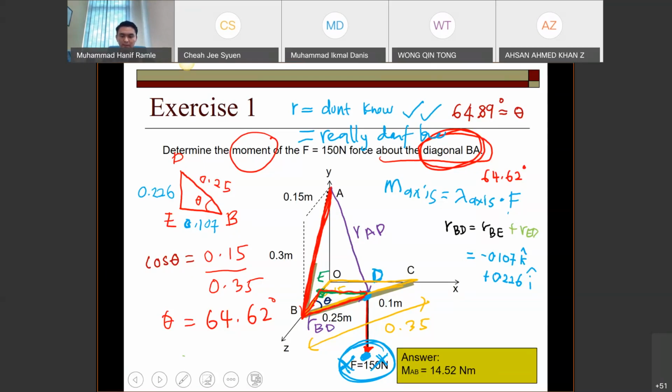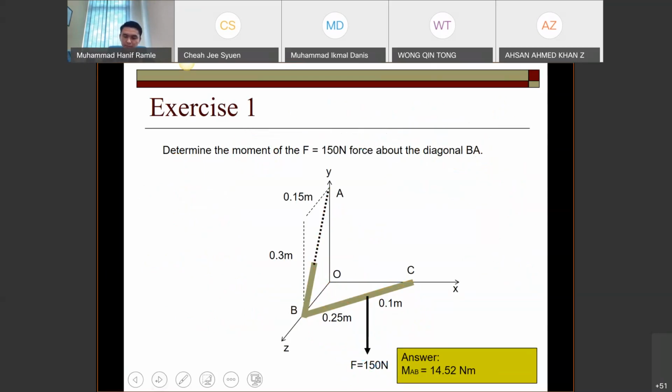So what is the dx? Dx from B to A. Come on, guys. We do have 10 more minutes left. What is the value for dx from B to A? So the dx is 0. Yes, correct. Dx is 0. Dy? Dy is negative 0.3.